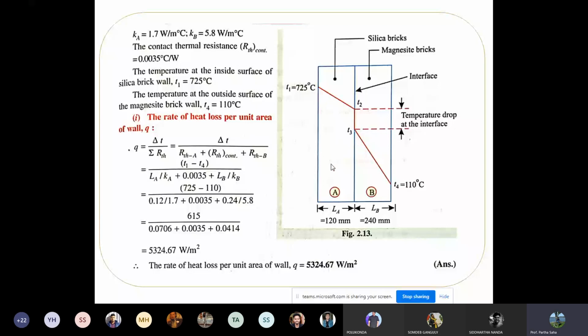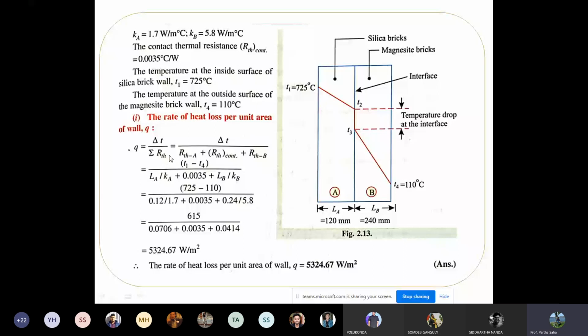Okay, so let us continue here. The thermal conductivities are given for silica brick and magnesite brick. The contact thermal resistance is given as 0.00335 degrees C per watt. Now the temperature at the inside surface, this is T1. We are considering T1 725. Outside surface at magnesite, T4, 110 C. So the rate of heat loss per unit area of wall will be delta T, that is delta T, the temperature difference, divided by the summation of total thermal resistance.